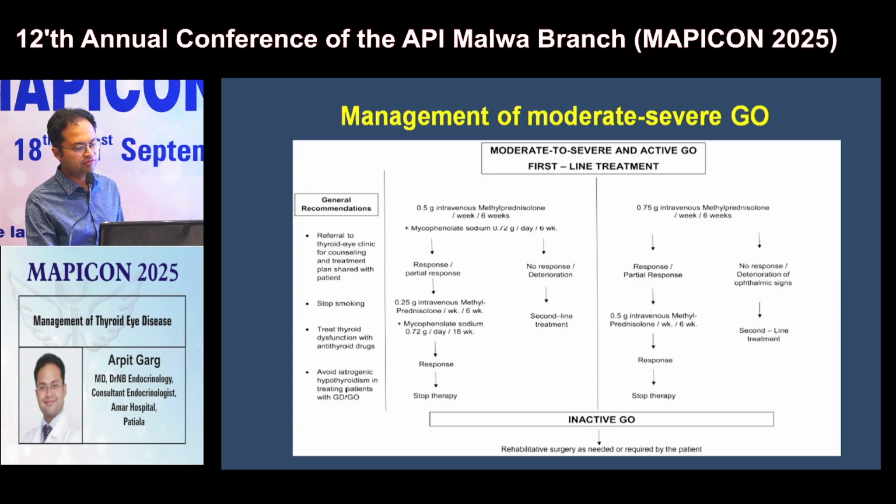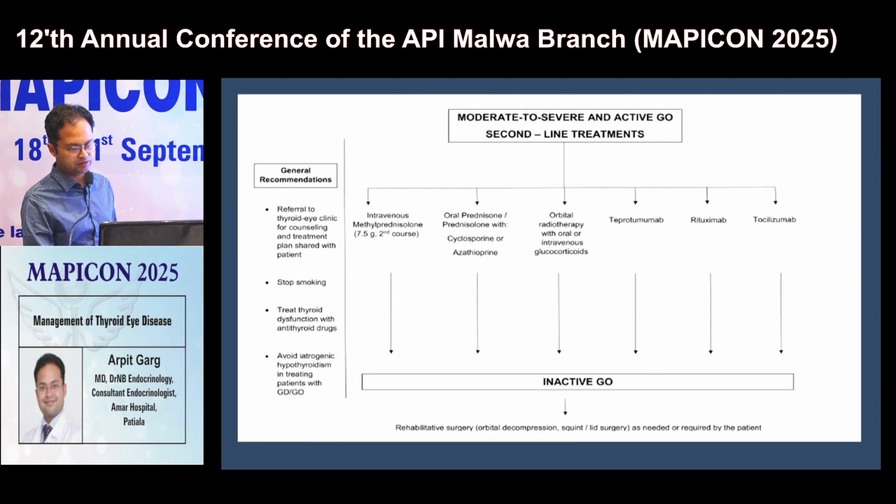But if there is no response after the initial dose of 0.5 grams weekly for 6 weeks, then you have to go to the second line treatments, which I'll be showing in the upcoming slides. But if there is severe disease, then you can go up to a higher dose of 7.5 grams also. In this, you give 0.75 grams IV weekly for 6 weeks, followed by 0.5 grams weekly for 6 weeks. But if again there is no response, then switch to second line treatments. But if the disease is inactive, there is no activity, there is no redness, only severe proptosis is there, and the patient is having diplopia, then we are left with only surgery. There is no other option in that case as of now.